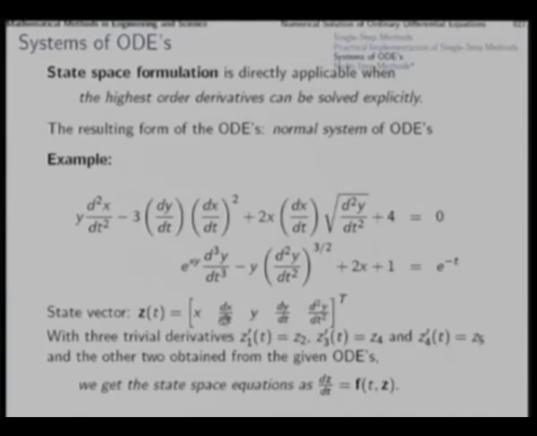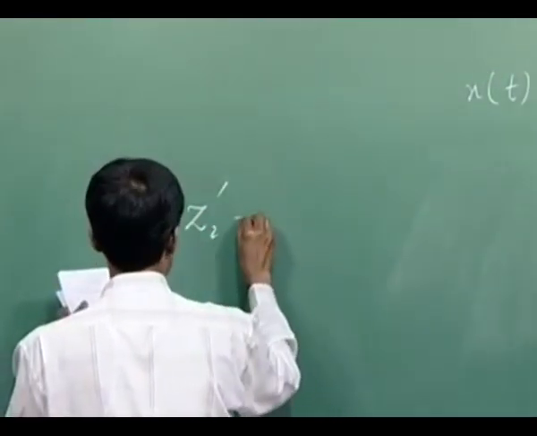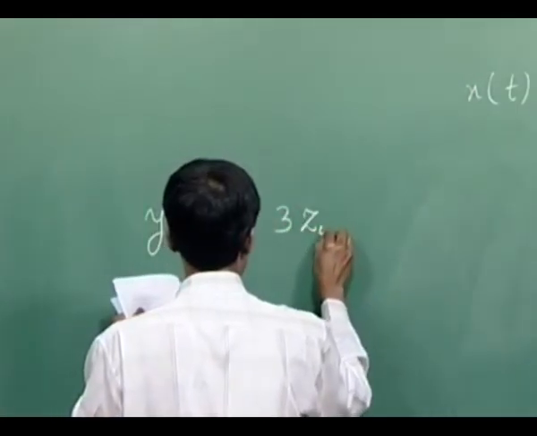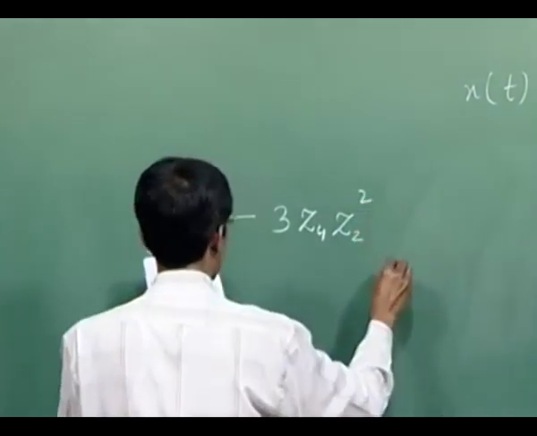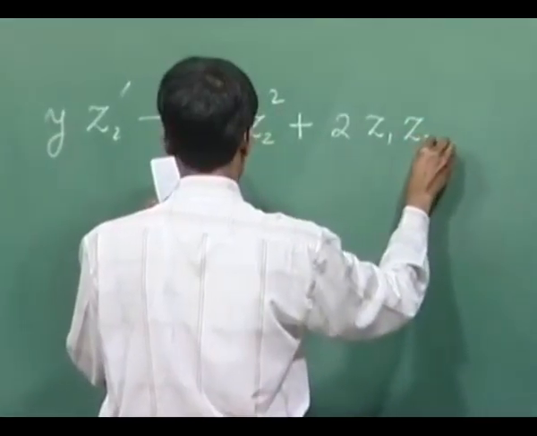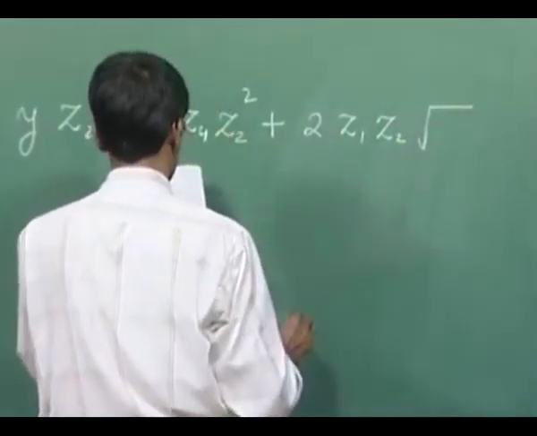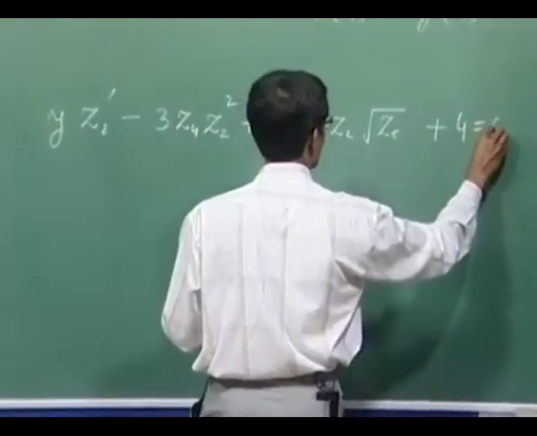We need to find out what is z2 prime and what is z5 prime. So, that you find from here. From the above first differential equation, you can write y, z2 prime minus 3 z4 z2 square plus twice z1 z2 square root of z5 plus 4 equal to 0, right.